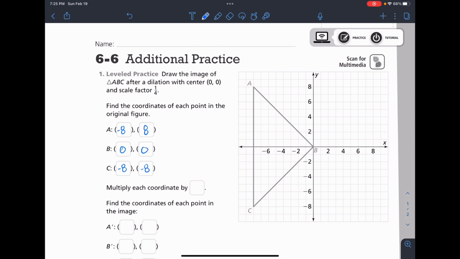And it says that we need to multiply each coordinate by blank. Well, if you read the problem, it says draw the image of triangle ABC after a dilation with center 0, 0 and a scale factor of 1/4. So this right here, multiply each coordinate by blank, we're going to put a 1/4 right there. So anytime you see where it says what are you multiplying by, you always put your scale factor right here, which is 1/4. So your scale factor is what you multiply by. Okay, so we're going to multiply each coordinate by a 1/4.